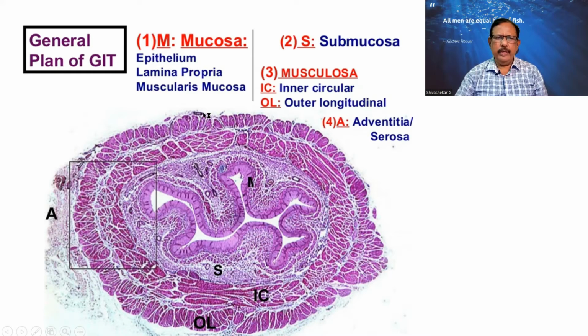And finally, look at this point over here. There will be a loose connective tissue. One or two capillaries I can see. Here again, a loose connective tissue that is called the adventitia or the serosa. So this shall be the backbone of your histology of the gastrointestinal tract, a fundamental one.